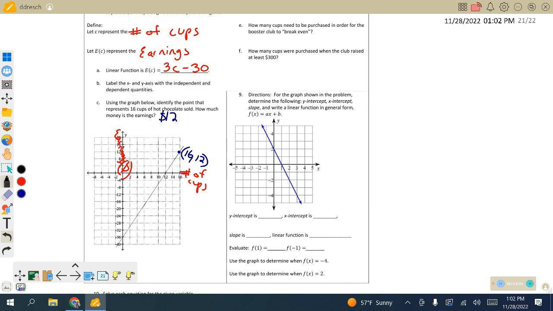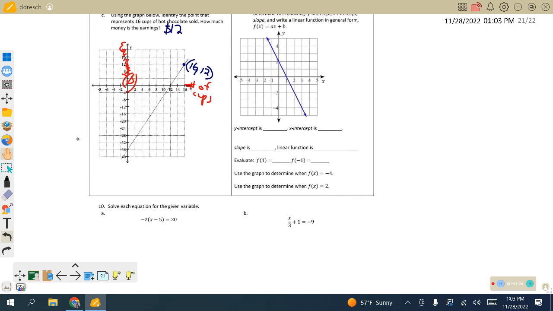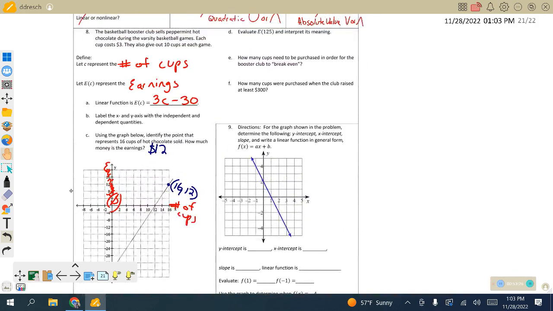Doesn't seem like a lot because why? How much hot chocolate do we give away? $30. So we've got to recoup all that money first, and 16 cups is only getting you $12. So it's going to take a little bit of time to recoup that money. All right. Now what else do we got there? Are there any more questions off to the side then?